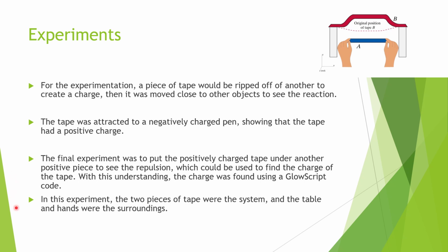In this experiment, the two pieces of tape were the system and the table and hands were the surroundings. And this image is of the experiment where the piece of tape was held under another that was suspended up, and you could see the tape begin to float.